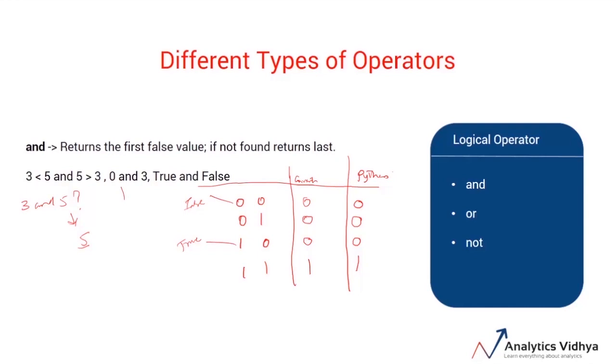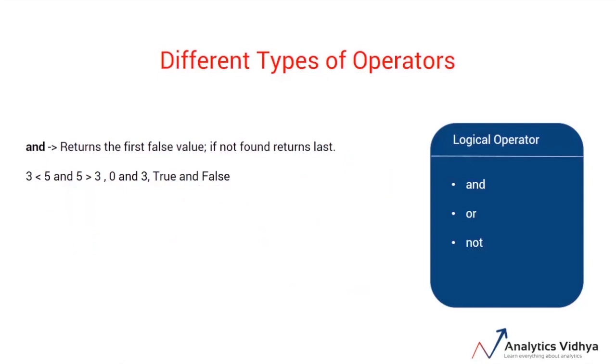So for example, we want to check something like if 3 is less than 5 and also 5 is greater than 3. We can also do something like 0 and 3. Also we can do something like True and False. So these are some examples of the logical AND operator.